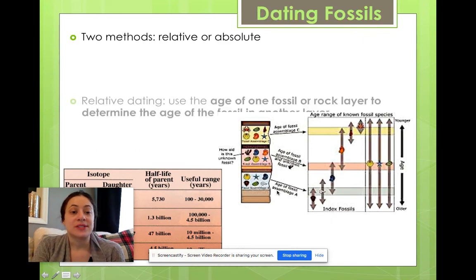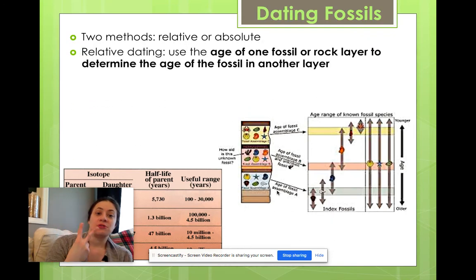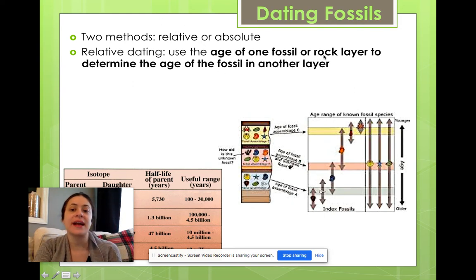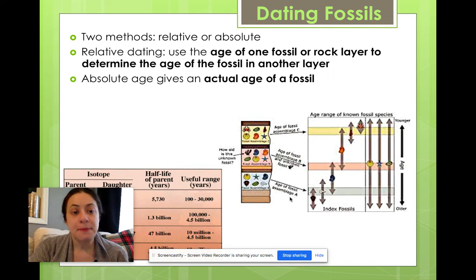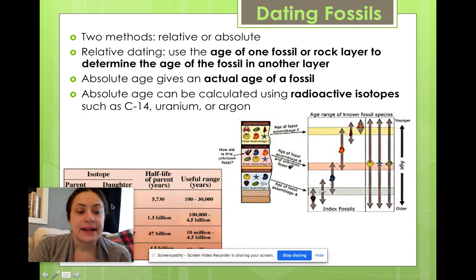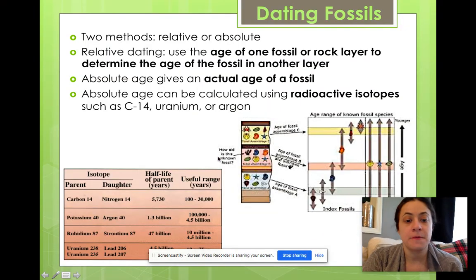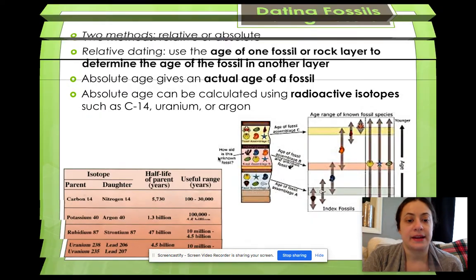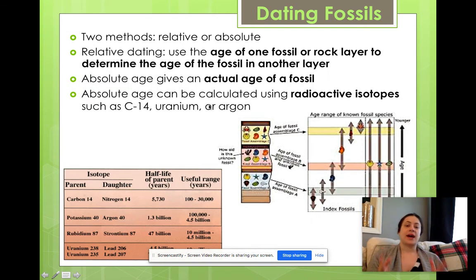So when we talk about dating fossils, there's two methods. There's the relative, when we use the age of one fossil layer to determine the age. So here are the fossil layers. Let's say I know the age of this fossil layer. If I get a fossil on top of that layer, it would be younger. If it's underneath that layer, it would be older. The absolute age gives the actual age. So that's the difference. Now, if we go back here, the absolute age is determined using radioactive isotopes.